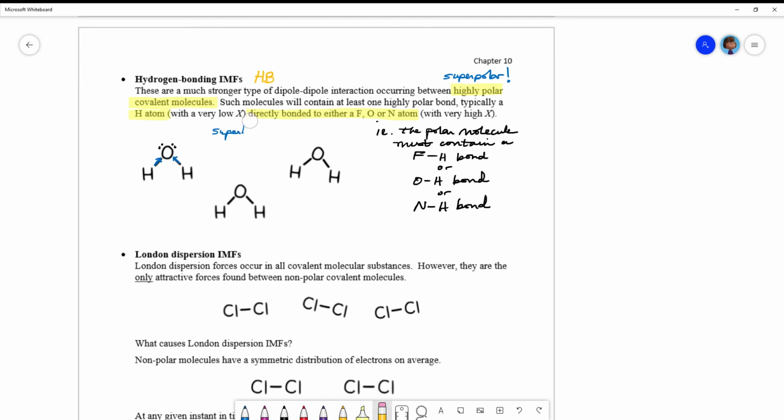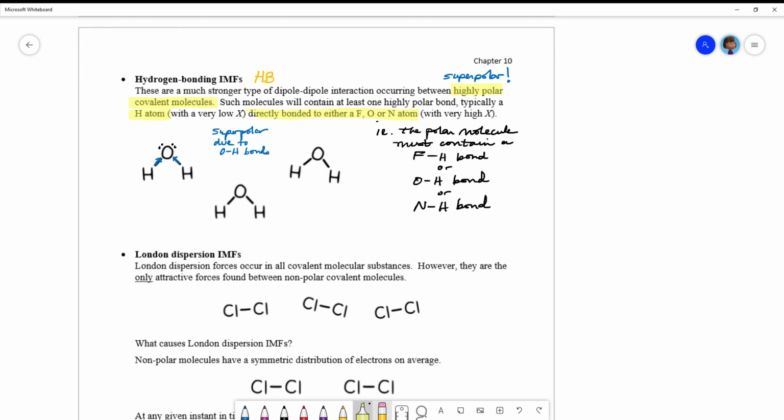Let's fix that. Oh, come on, I'm not doing a very good job of that, am I? Super polar due to the OH bonds in water. Okay, well, what does that mean?